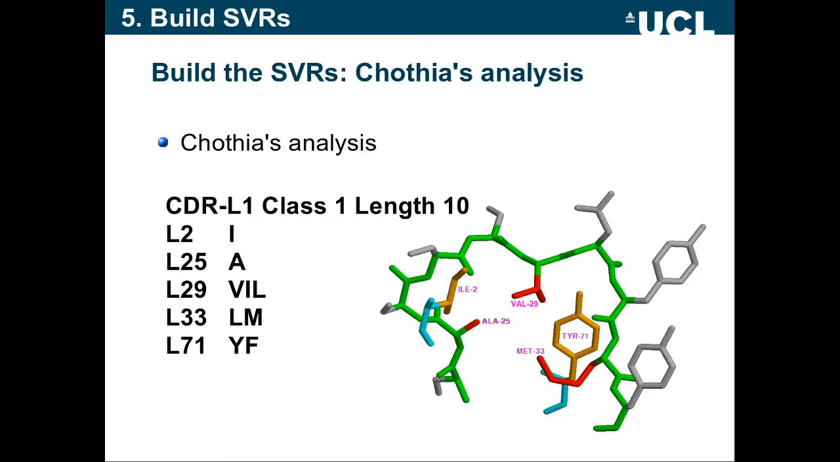Now, his analysis showed that you don't have to have specific individual amino acids at those positions. There is in fact some variability. So we have to have the isoleucine at position 2, the alanine at position 25, but at position 29 here we can have any of the key hydrophobic residues, valine, isoleucine or leucine, and this methionine can be replaced by a leucine, and the tyrosine at this position can be replaced by a phenylalanine. But providing you conserve these residues within those groups, you'll maintain the same overall structure.